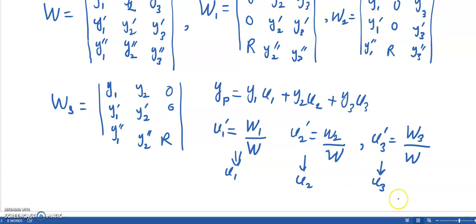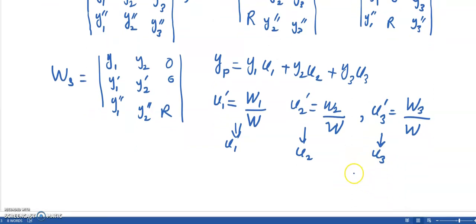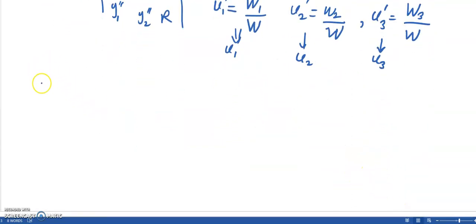So let's illustrate it with the help of one example, and this example will continue in the next video clip. So I will take the remaining 1 minute to start this example, and then we will continue it in the next video clip.